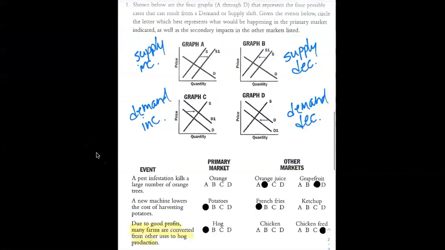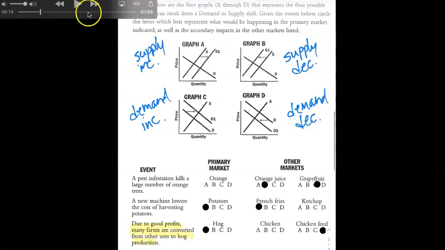Due to good profits, many farms are converted from other uses to hog production. So we're looking at farms that might have been used for cows or chickens or lamb now being hog farms. So we have an increase in the number of sellers of hogs, therefore it's A.